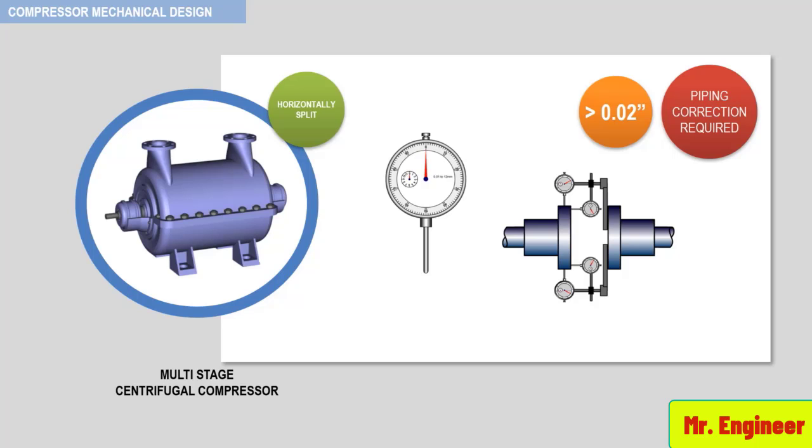A check for excessive casing strain caused by the foundation is commonly known as soft foot. To check for soft foot, a dial indicator is mounted external to each casing support. If the support moves more than 0.002 inch when the support foot is unbolted, soft foot exists. Soft foot should be checked with process piping disconnected.